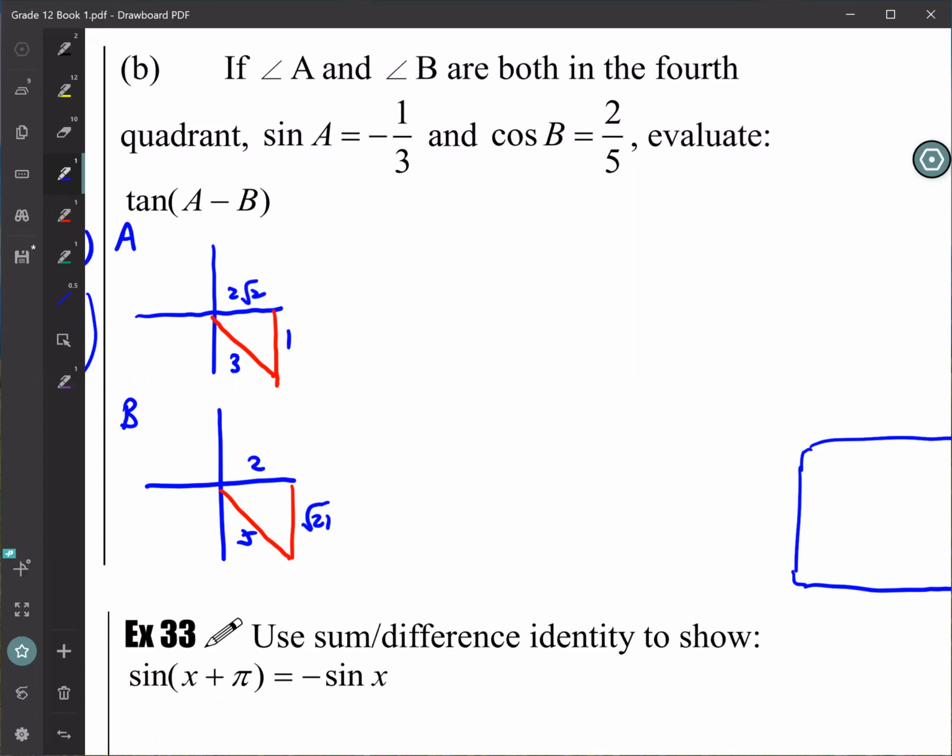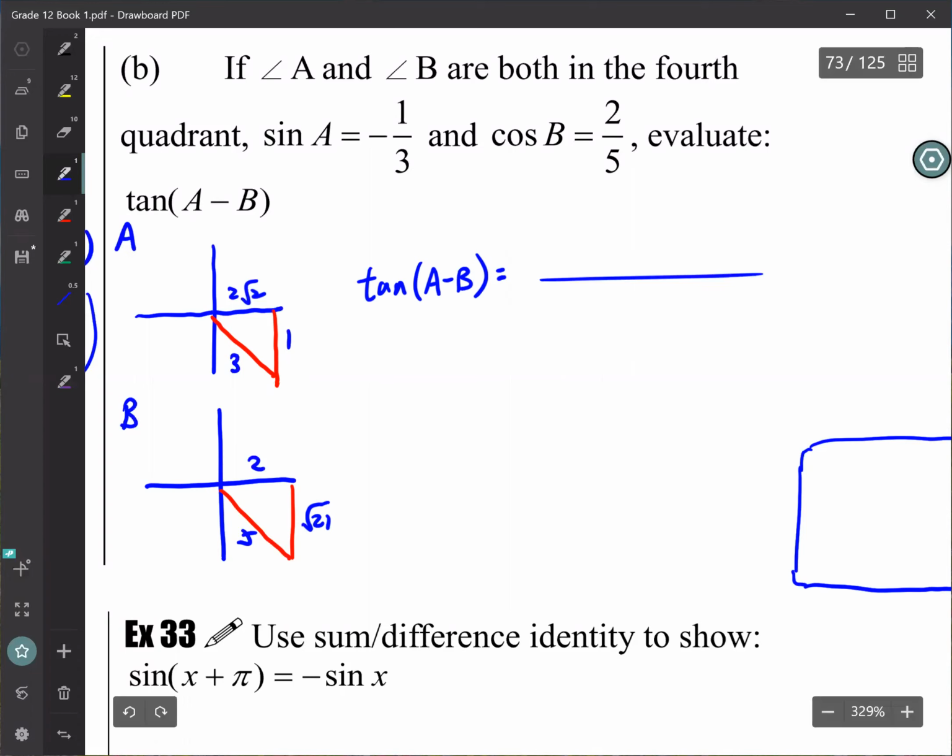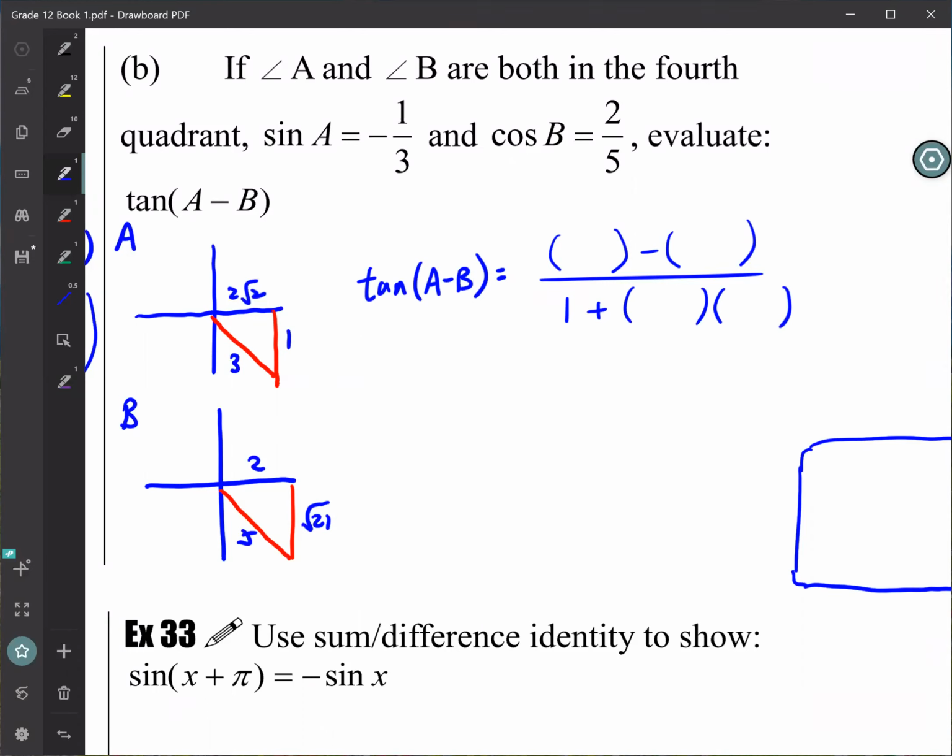Okay, and then the question wants to get tangent difference. Since we have repeated many times, tangent difference will be difference over 1 plus product, right? Okay, if you finish the final answer, please raise your hand.